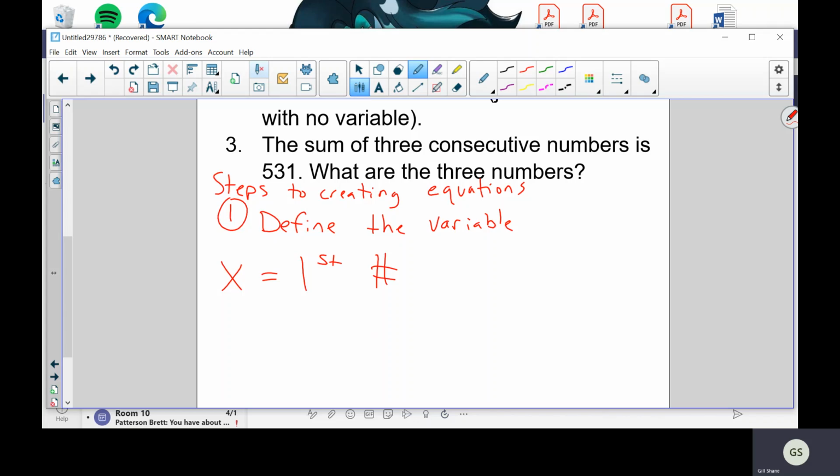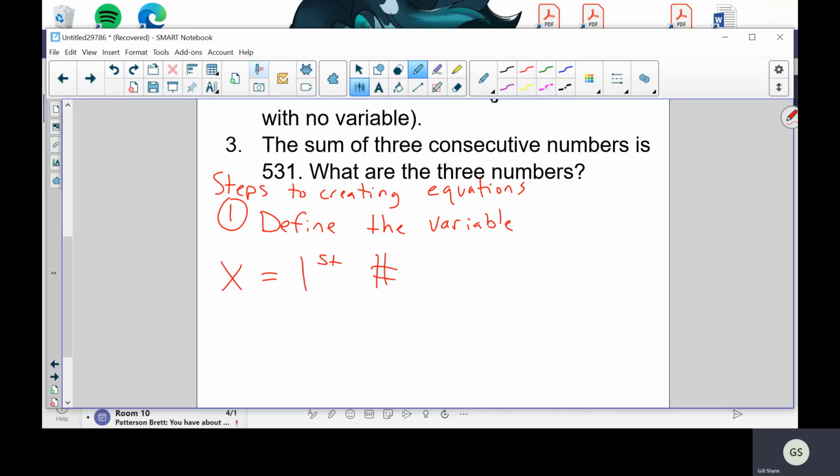So what do I need to do then? What do I need to do then? Because I can't make X all three numbers. What do you think, Ariana? What can we do? What else do we not know? We don't know the second number.